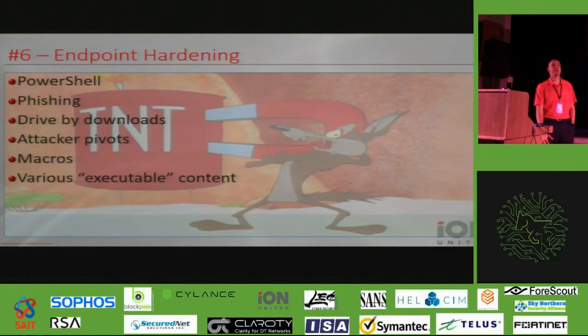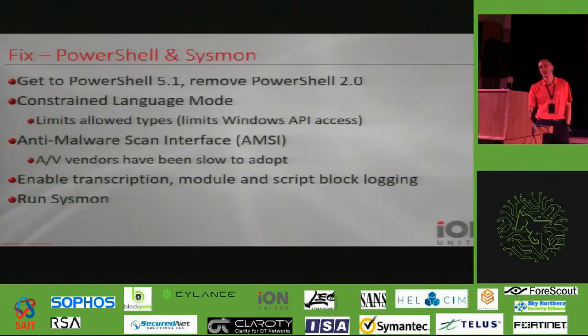So again, I'm not trying to sell you any utopia here, any silver bullets, but all of these things do contribute to raising the bar for an attacker. So get to PowerShell 5.1, remove 2.0. I don't know if it's this Creators Update, but 2.0 will soon be gone from Windows 10. You won't have that choice. And PowerShell 6, I think, is coming out very, very soon as well.